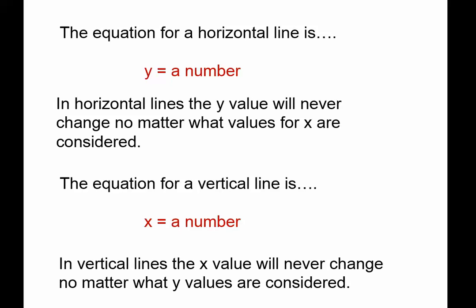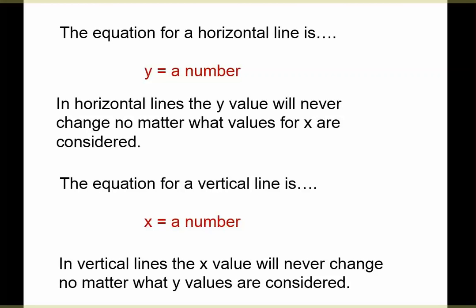The opposite is true for vertical lines. For vertical lines, the equation is x equals a number, like x equals 2, x equals -3, x equals 5. That's going to create a vertical line. In vertical lines, the x value will never change, but the y ones can be whatever. All right, let's take just a brief look at this, and you don't have to copy this down. I just want you to look at it and try to think about it.